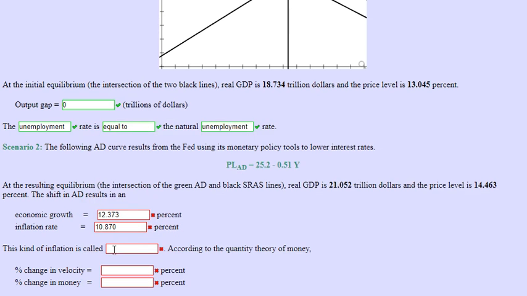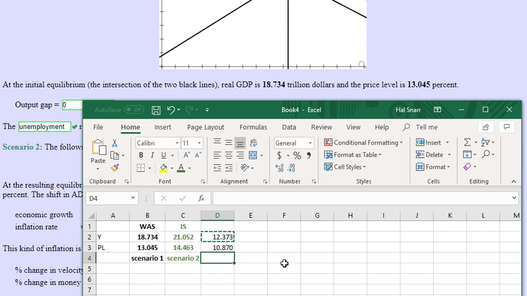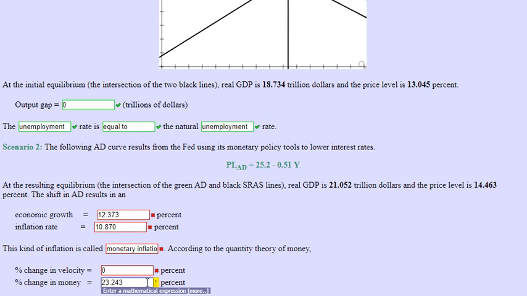Again, this is called monetary inflation. In the classical school, the percent change in velocity is 0. So the percent change in the money supply, according to the equation of exchange, is the inflation rate plus the real GDP growth rate. So 23.243. Hit enter and see if we got the questions right. We should get them right.